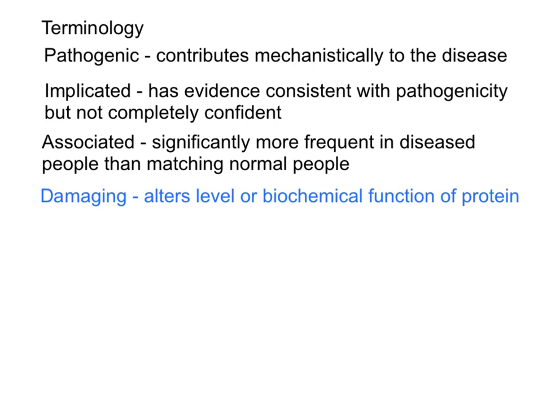And then there are two more bits of terminology that are also important to keep straight. So damaging means it alters the level or biochemical function of a particular protein. For example, you have evidence that the mutation actually alters the function of the protein, that you can study it in the lab, or you've studied the protein from diseased people, and you know that this mutation actually messes up the protein. It actually alters its function. It doesn't just change an amino acid, but actually changes its function.